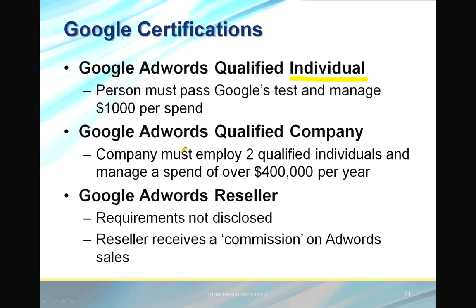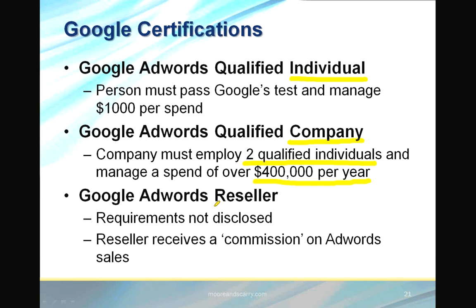A Google AdWords qualified company must employ 2 qualified individuals, or 2 people that have met these individual qualifications, and manage a spend of over $400,000 per year. You can see that this is a significant step from being a qualified individual to being a qualified company, and that typically you should look for qualified companies to provide your service as opposed to qualified individuals.